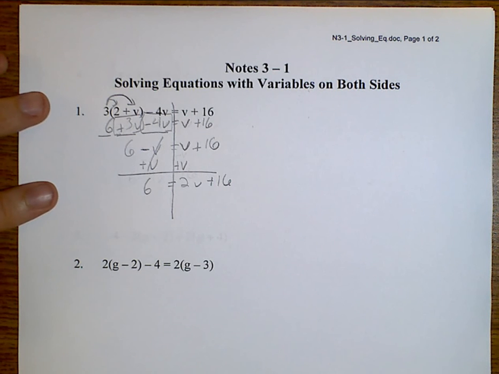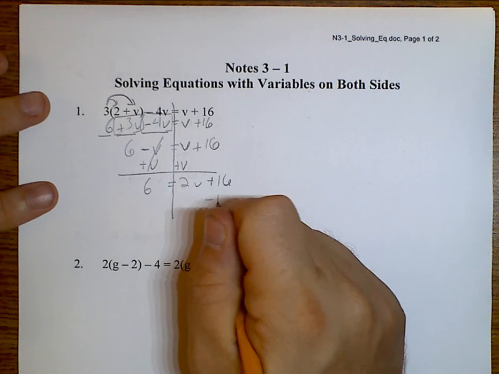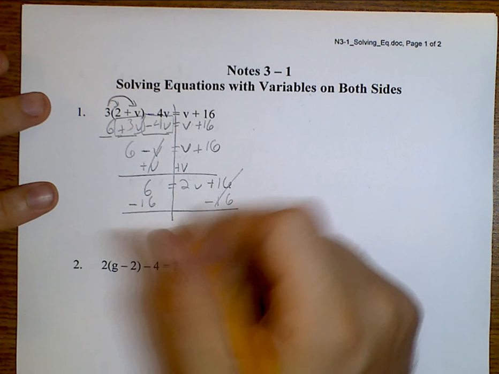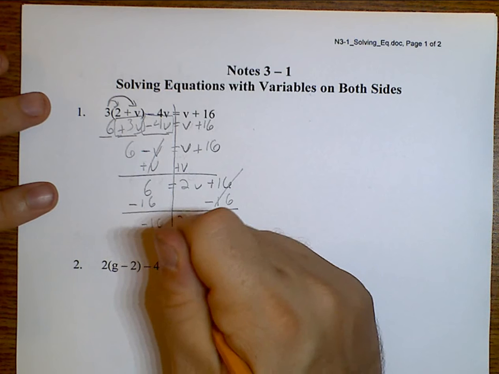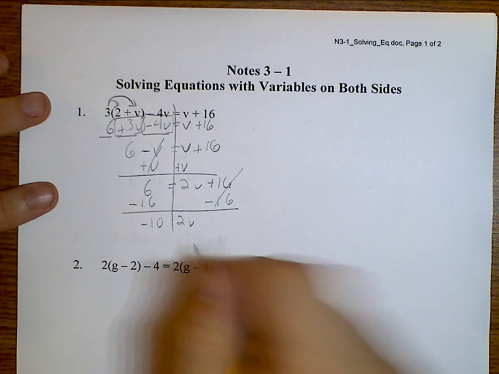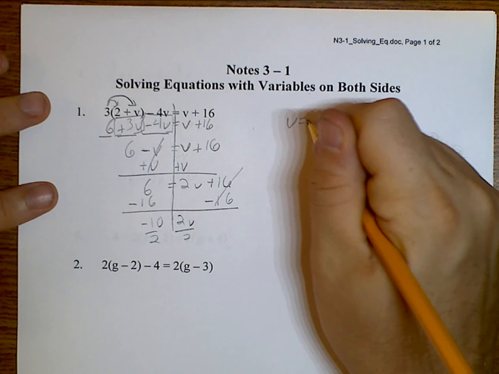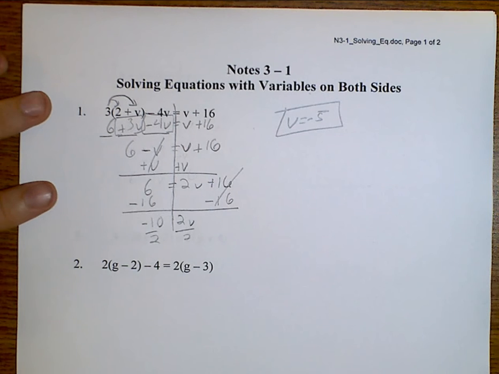Now that I've got all my variable to one side, I'm going to move my regular numbers to the other by eliminating the 16. And so 2v equals a negative 10. Divide both sides by 2, and I get that v equals negative 5. And so that's my answer.